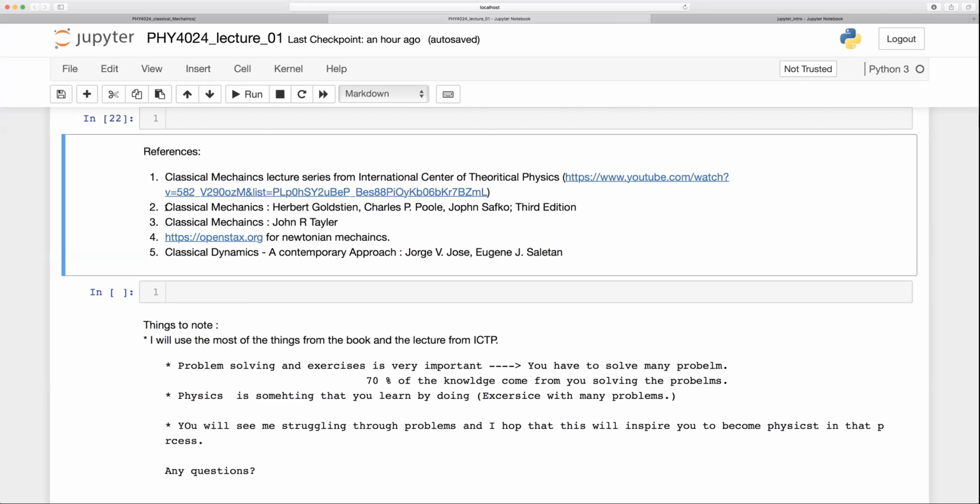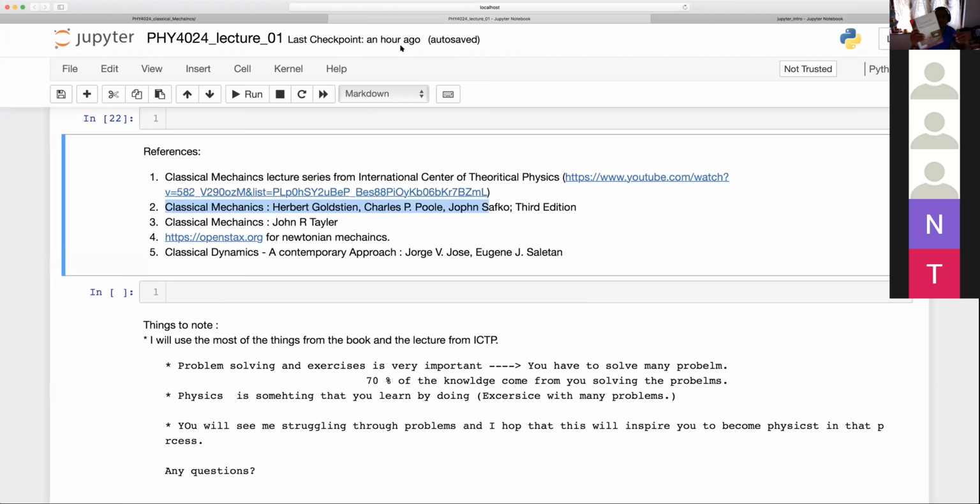And the main reference book will be Classical Mechanics by Goldstein. So let me, if I can show this to you. This is actually the book that I will be using. And this is a very popular and standard book that is probably used everywhere in the world in most of the classical mechanics courses. The first chapter of this book is already available in the LMS that you can go and read anytime.